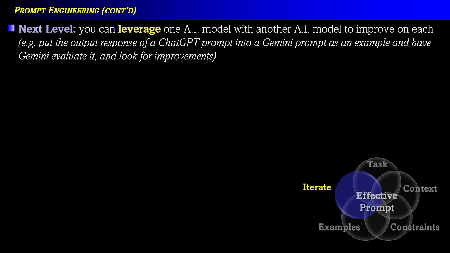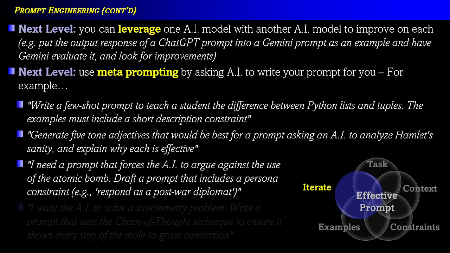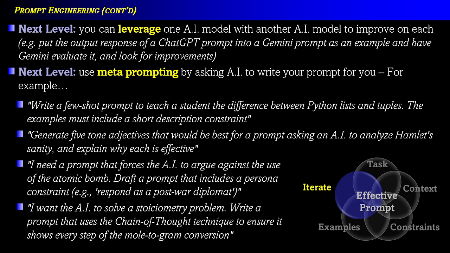On the next level, leverage one AI model with another to improve on each other. So for example, put the response of a ChatGPT prompt into a Gemini prompt as an example. Have Gemini evaluate what ChatGPT came up with and look for improvements. Another next level is what's called meta prompting, where you ask AI to write the prompt for you.